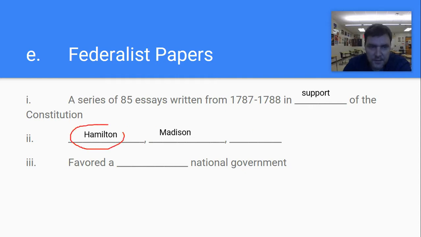Hamilton was the first Secretary of Treasury, George Washington's right-hand man. Gonna need my right-hand man. That's from the musical. James Madison was our 4th president, and then John Jay was the 3rd one, and nobody really cares about him because he didn't really. His essays were kind of crummy. The Federalist Papers argued that we have to have a stronger national government. We have to. The articles stunk. We got to make it better.